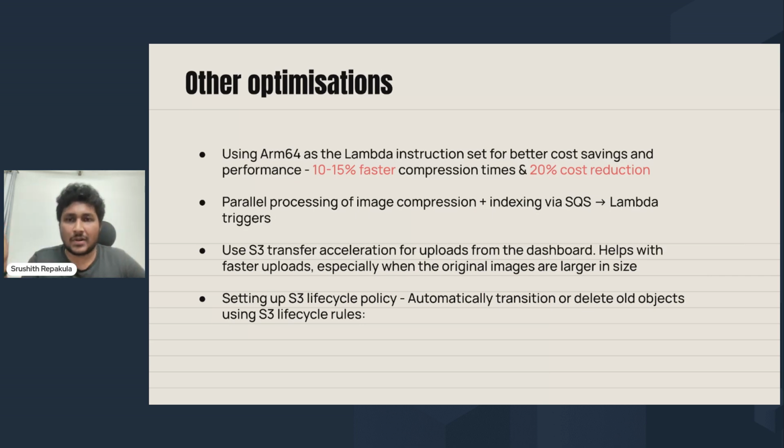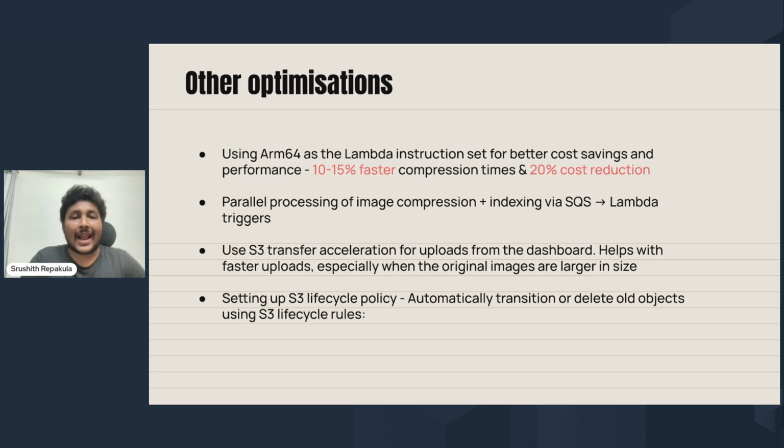It is just a switch in the settings in the Lambda function console, if you want to try it out. Next, parallel processing of image compression plus indexing via SQS to Lambda triggers. This helped us so that whenever hundreds of images are uploaded into the application, all of them are processed in parallel, and the compressed and indexed images are available as early as possible.